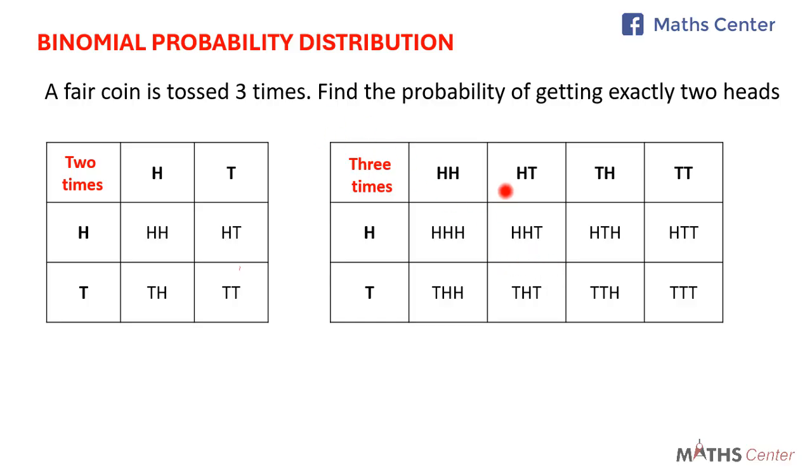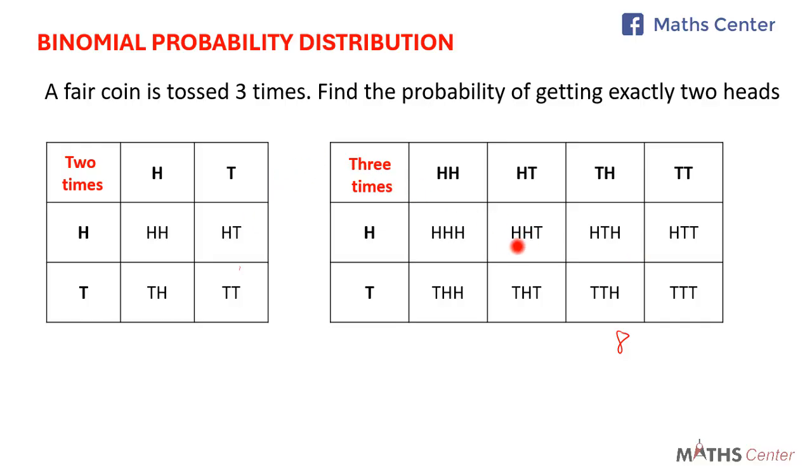When you count them, they are 1, 2, 3, 4, 5, 6, 7, 8. 8 in number. So when you toss a fair coin 3 times, the sample space contains 8 members. Now we are looking for the probability of getting exactly 2 heads. So we go through the sample space and we count the members with exactly 2 heads. Remember, we are looking for exactly 2 heads.